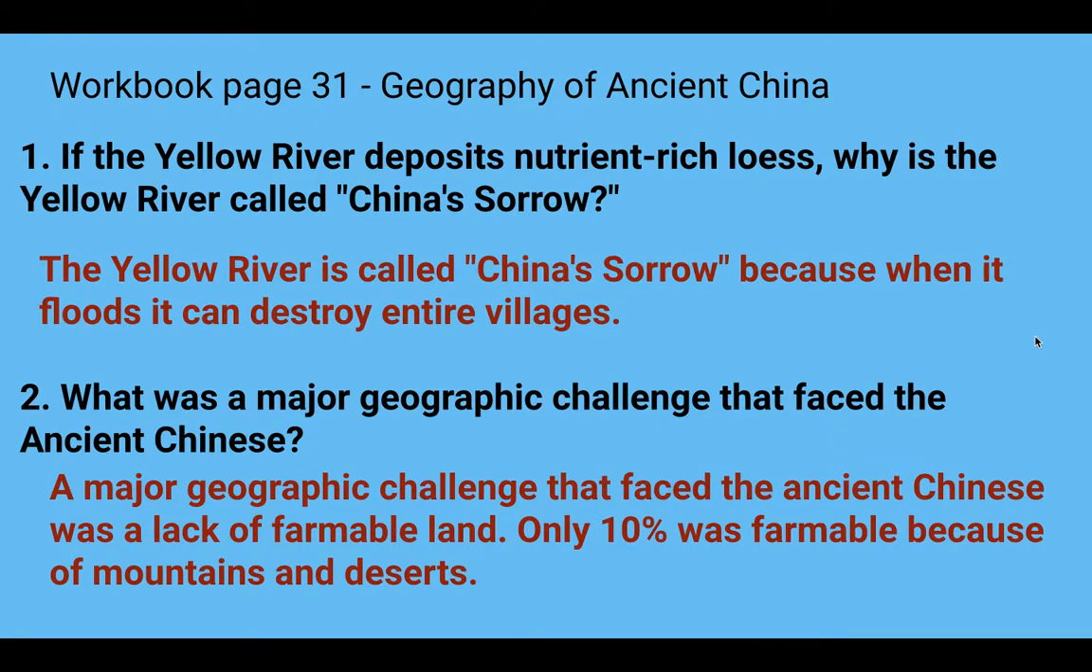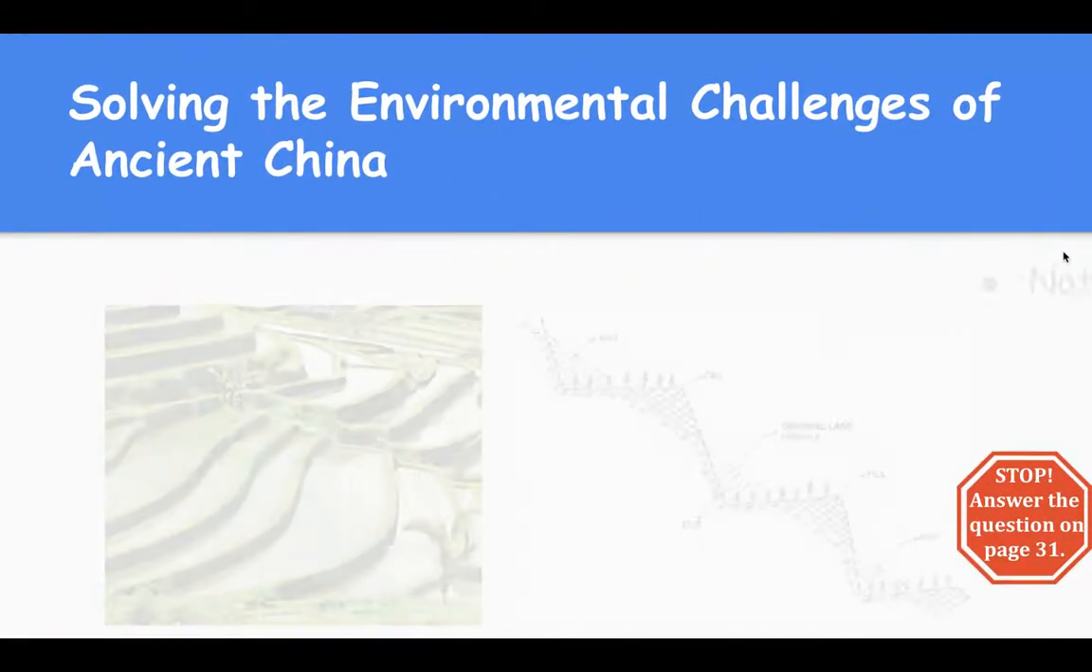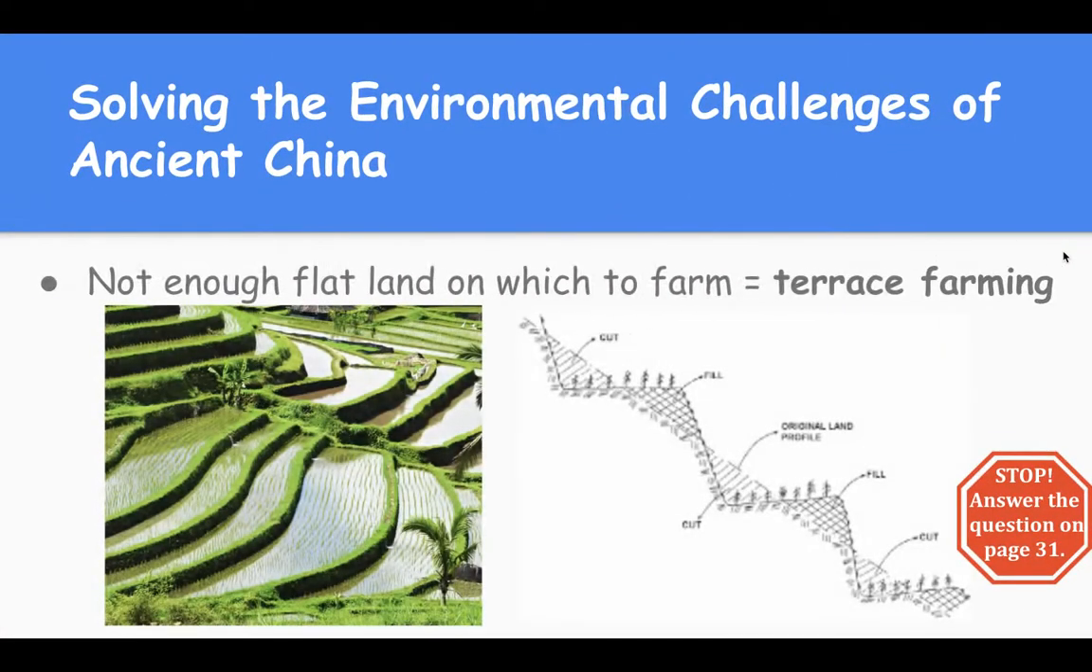So now we have to figure out, how did the ancient Chinese overcome that geographic problem? Well, let's look. Here we go. So, because there was not enough flat land on which to farm, the ancient Chinese developed the very first examples of terrace farming. Look at this.